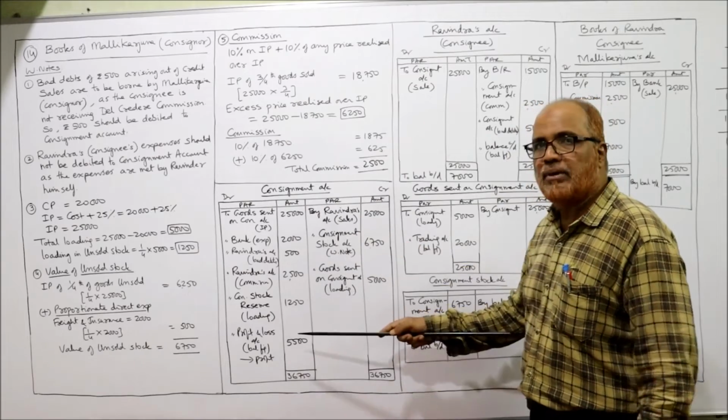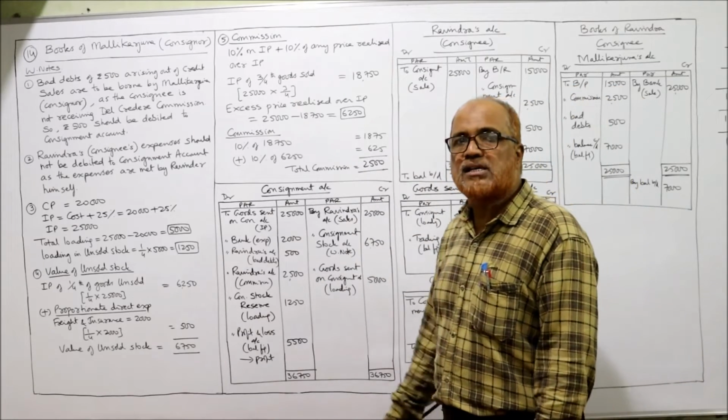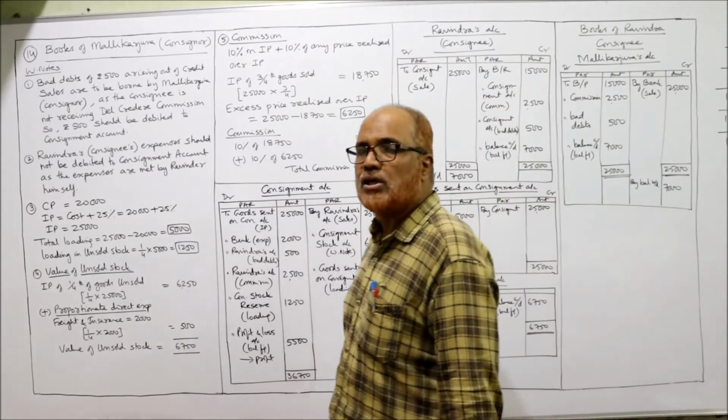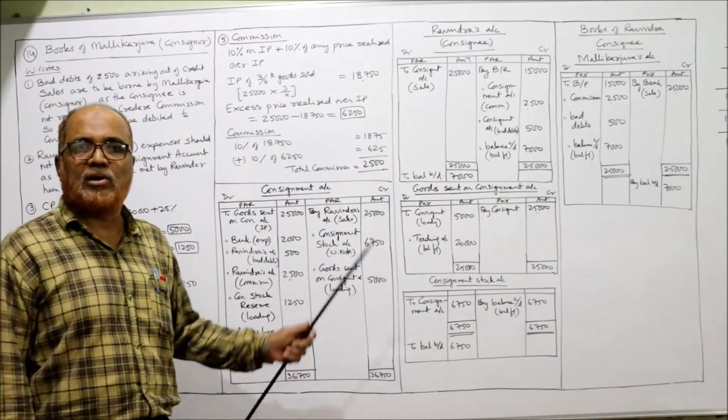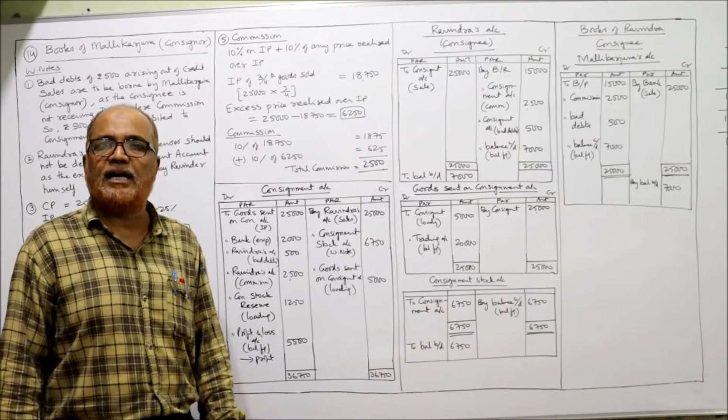Now we'll open the consignment account. Then the consignee. Who is the consignee? Ravindra. Ravindra's account. Then goods sent on consignment account and consignment stock account. So 4 accounts we are preparing in the books of the consignor.